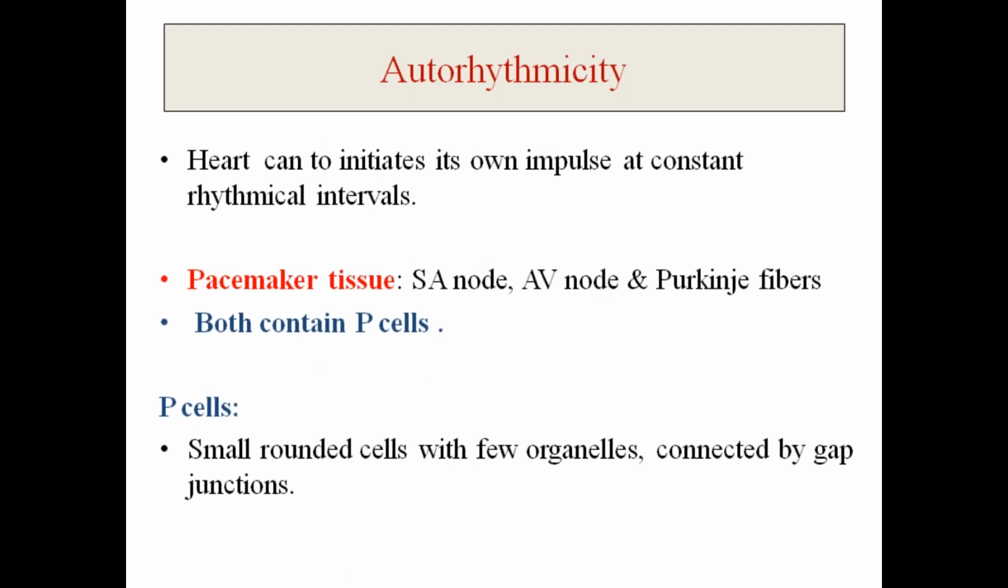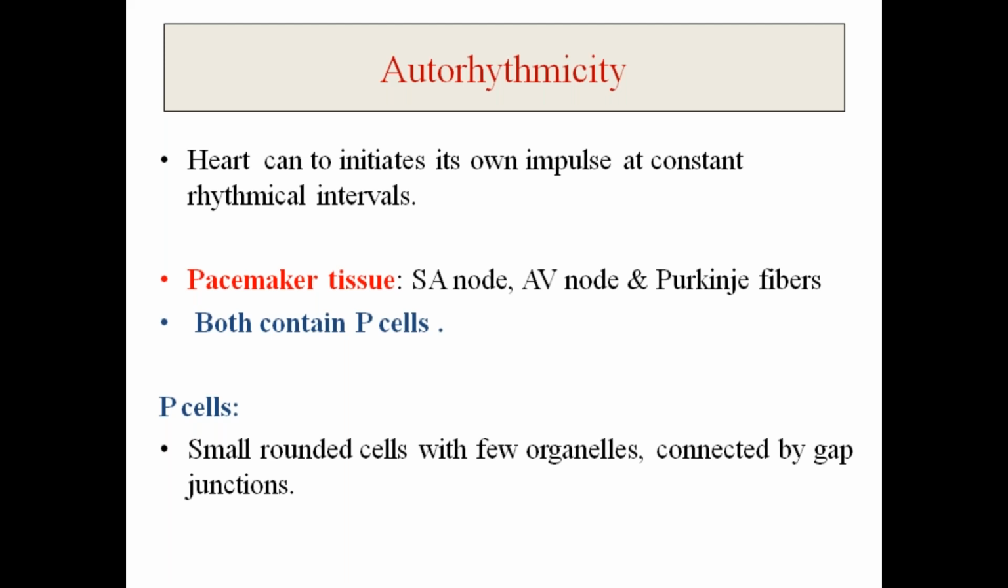So coming to autorhythmicity. Autorhythmicity, as I told you before, is that the heart can initiate its own impulse at a constant rhythmical rate. So if you take the heart away from the body of someone and cut it into pieces, you can still see the portions contract. And that autorhythmicity is because of pacemaker tissue which is present in your heart. In pacemaker tissue, you have different pacemakers, but the most dominant pacemaker in your heart is the SA node, the sinoatrial node. Apart from the sinoatrial node, you have the atrioventricular node and Purkinje fibers. They can also generate the impulse.